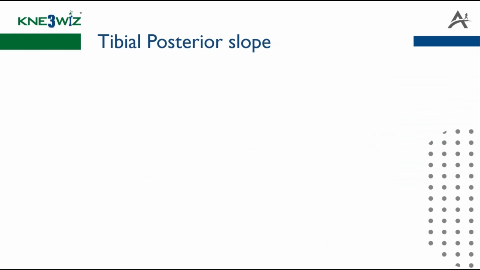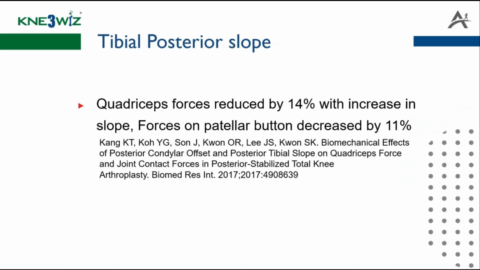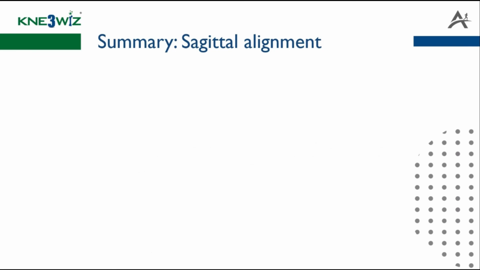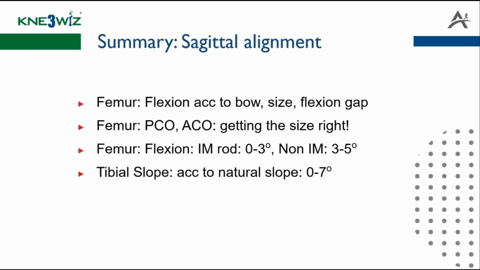On the kinematic front, with an increase in tibial slope, quadriceps forces are reduced by 14% and patella stresses are reduced by 11%. Biomechanically, cutting the tibia in the anatomic slope leads to a 40% greater load-bearing capacity, and it increases stiffness by 70%. Thus, we have very narrow ranges to play with.